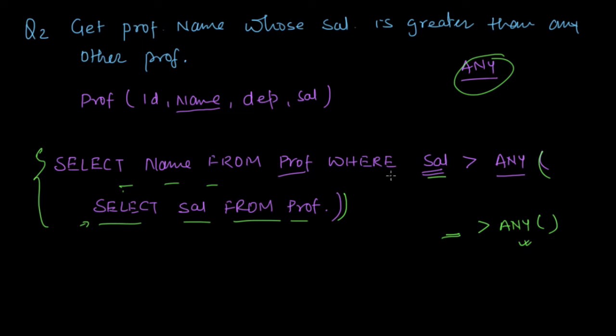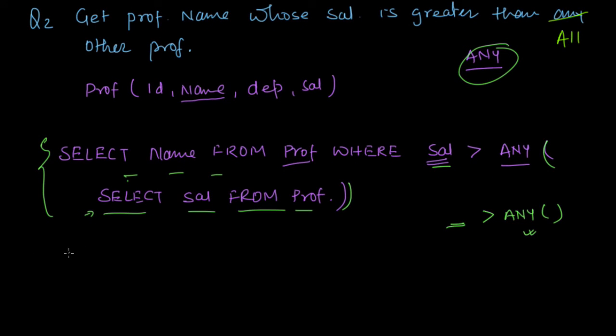Now the next one is all. Here only we will understand all. Let's say the query is whose salary is greater than all employees. Let me correct this: whose salary is greater than all other professors. So what will we write? We will write the same thing.